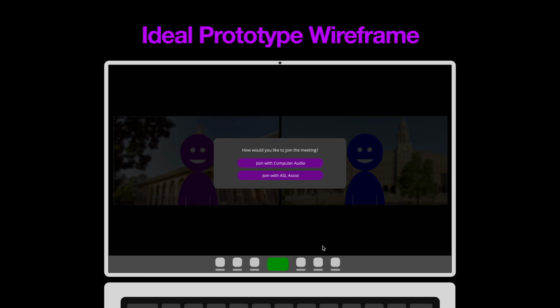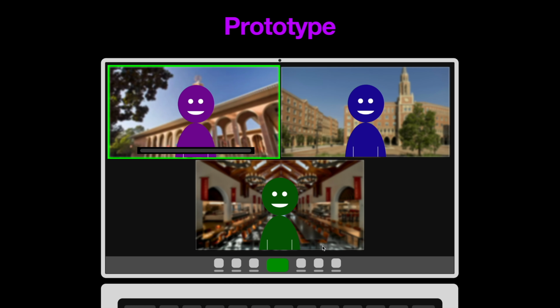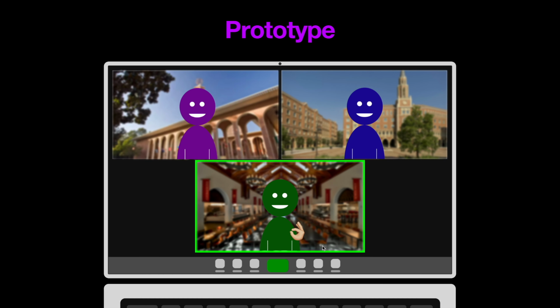When a person joins the meeting, he could choose ASL Assist. Closed captions are available for people who are speaking. Hearing impaired employees can sign using ASL, which would be converted to speech, letting them converse efficiently in meetings.